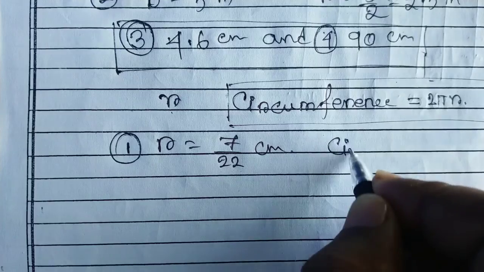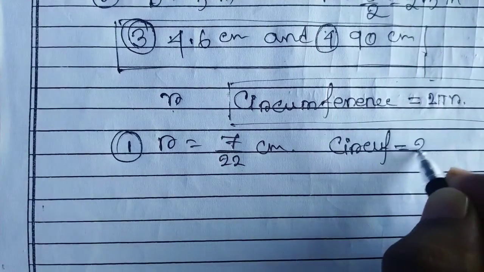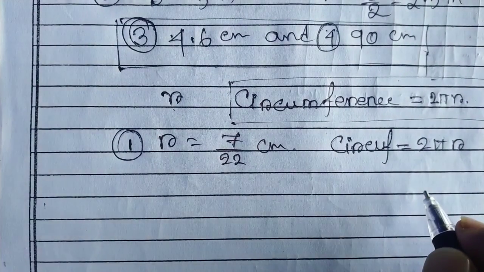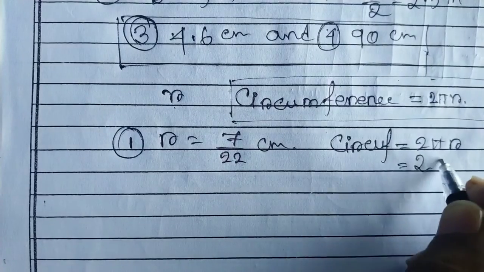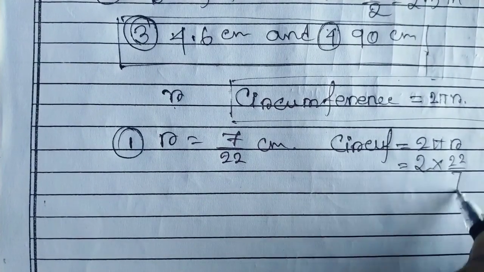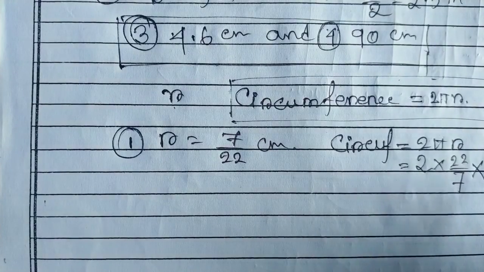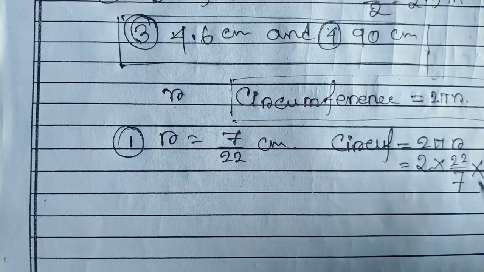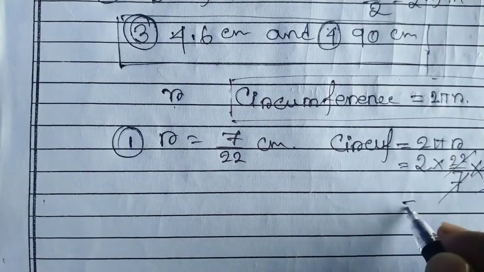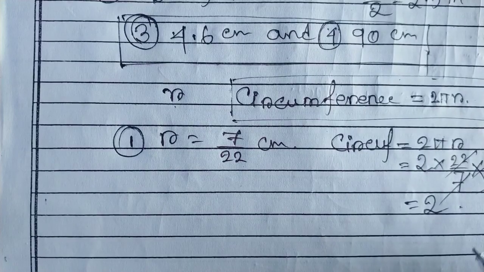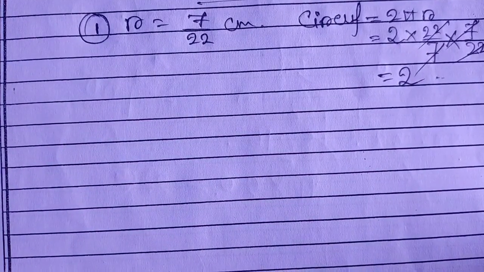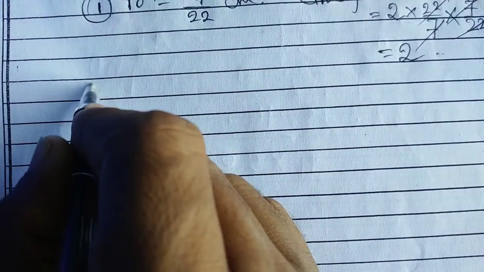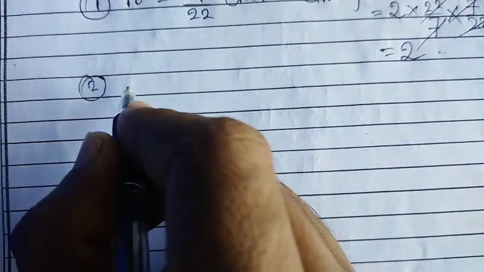And we know the formula of circumference is equal to 2 pi r, and the value of pi will be 22 by 7. So put here 2 into 22 by 7 into r. R means 7 by 22. So 22, 7 cancelling out. So 2 is our final answer. Understood everyone? In a similar way, now try to find the circumference whose radius is given and it's 6 centimeter.